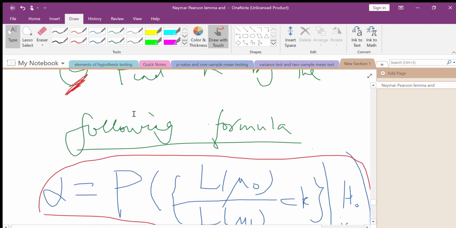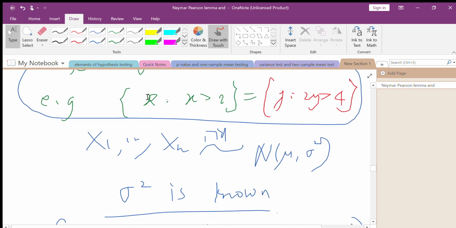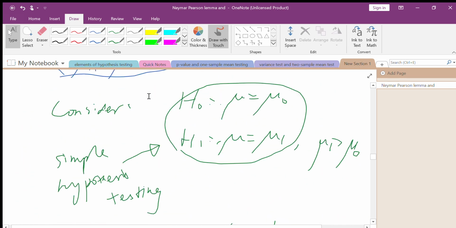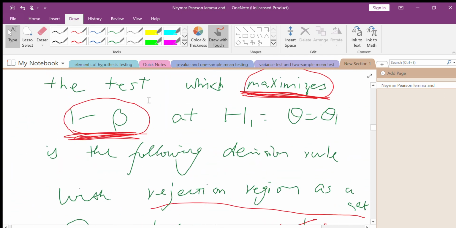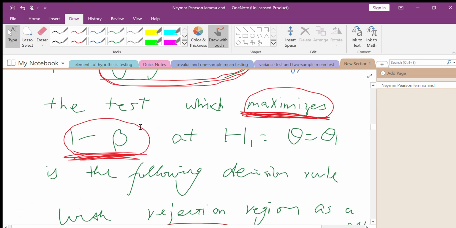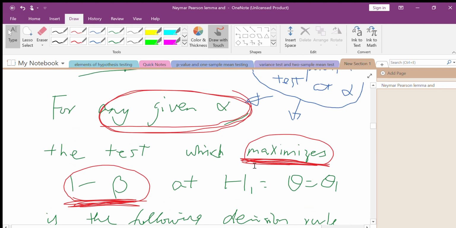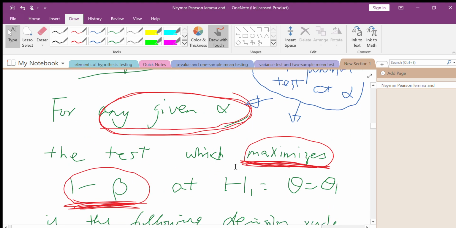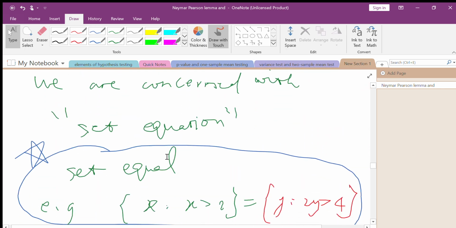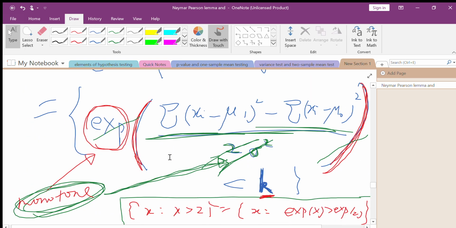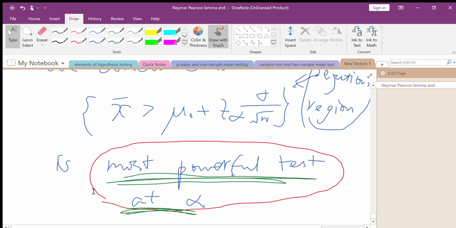Recall what we have said about Neyman-Pearson lemma. For simple hypothesis testing, by two steps, we can state that for any given alpha, the test which maximizes 1 minus beta is called the most powerful test at alpha. So this is our conclusion.